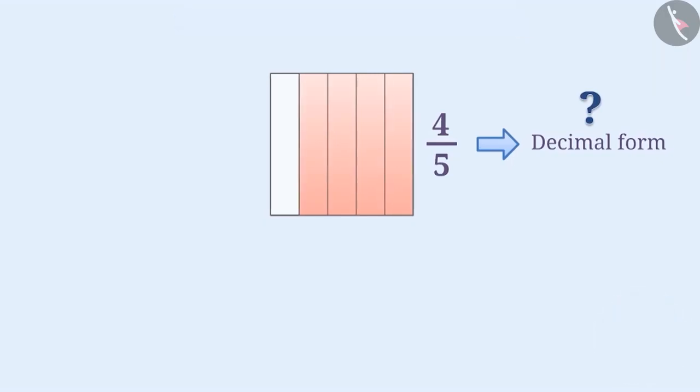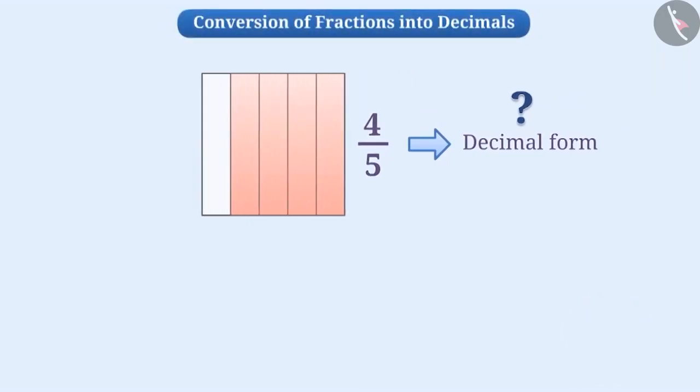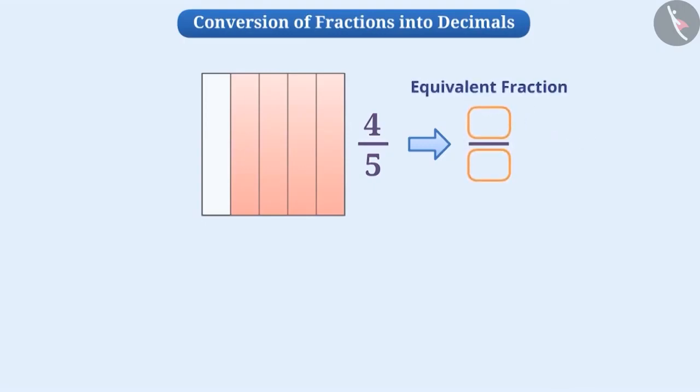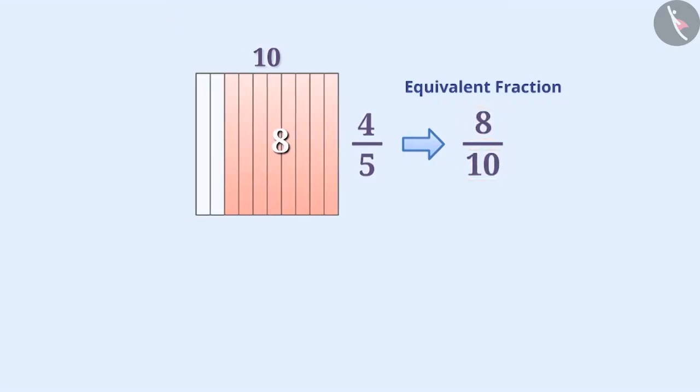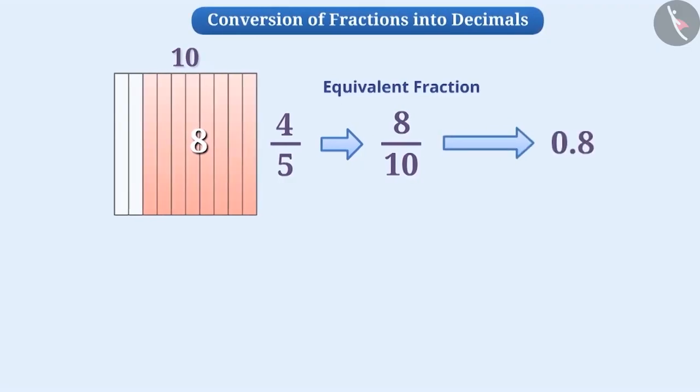Let me tell you. To represent any fraction in decimal form, we need to find its equivalent fraction whose denominator must be a number like 10, 100, 1000, etc. To find the equivalent fraction of 4/5, we will divide each part of the square into 2 equal parts. Thus, we will get a total of 10 equal parts. Now, 8 of these parts are shaded. So, we can say that the equivalent fraction of 4/5 is 8/10. We will represent the same in decimal form as 0.8.